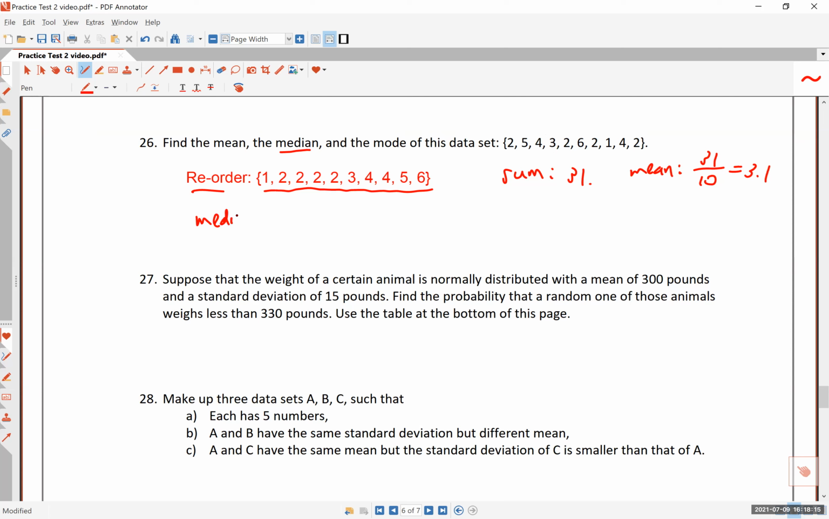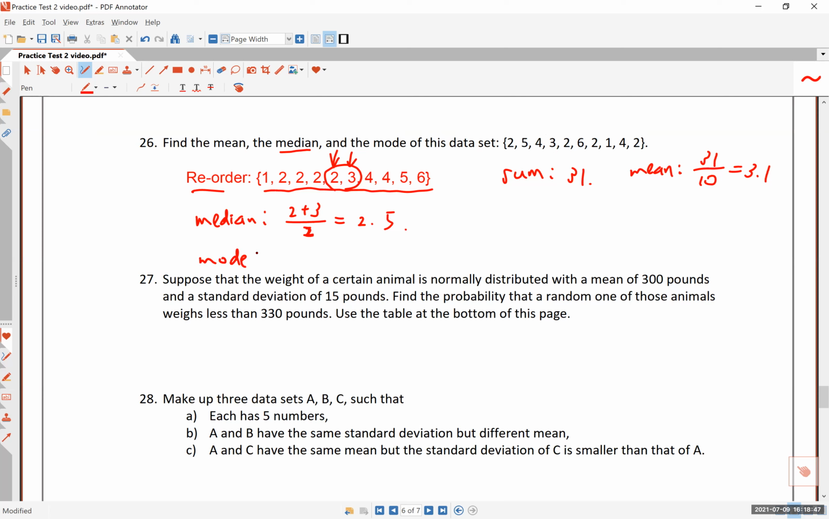Now the median is, of course, the middle term, or the average of the 2 middle terms if you have 2 middle terms. And in this case, you do. This is number 5 from the bottom. This is number 5 from the top. And because you have 10 numbers, you end up with 2 middle ones. So the median would be the average of the 2 middle values, which is 2 plus 3 divided by 2, and that's 2.5. And that is your median.